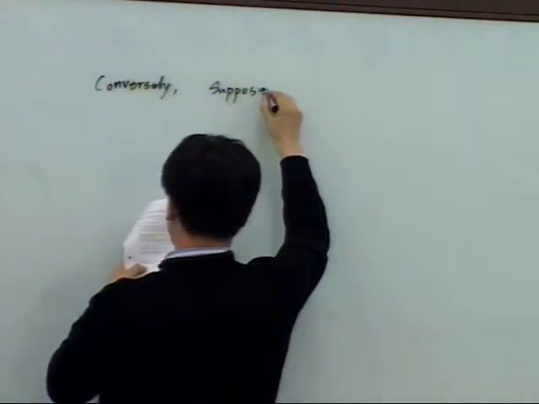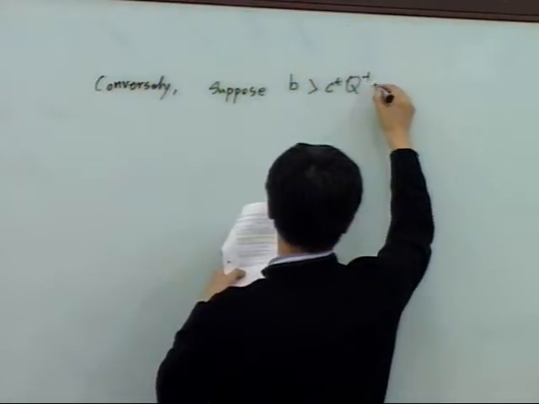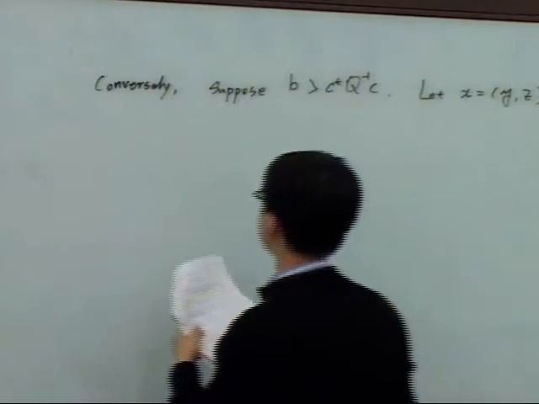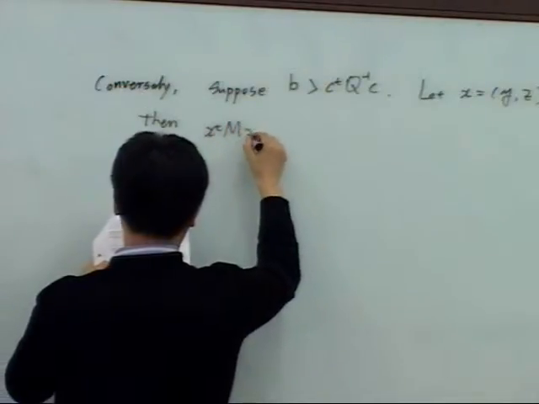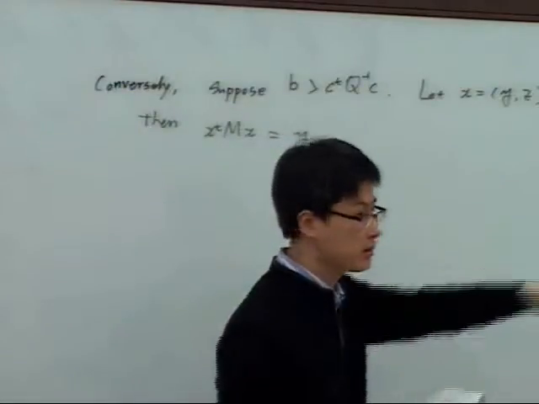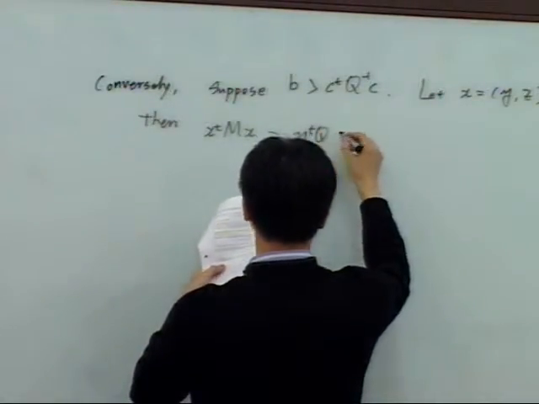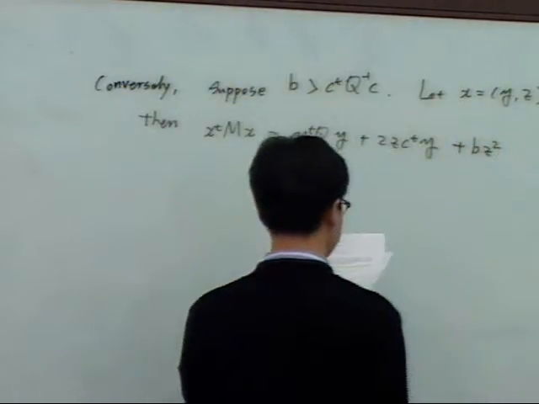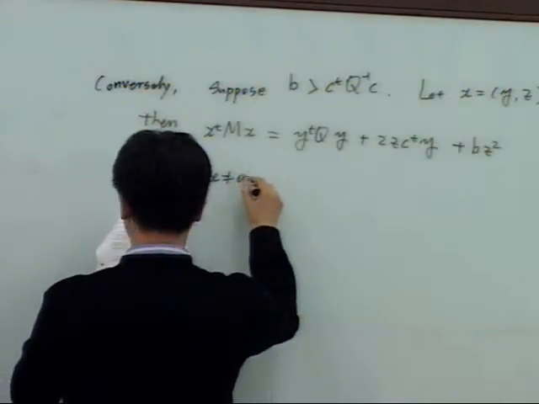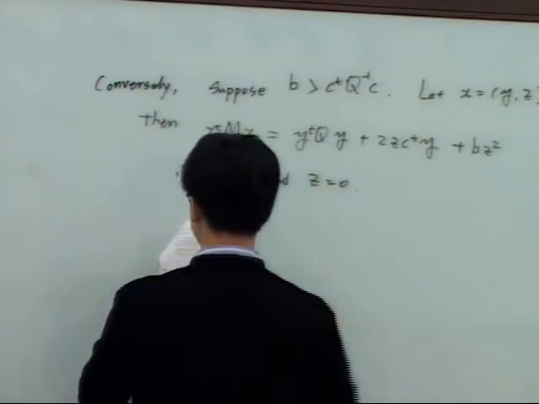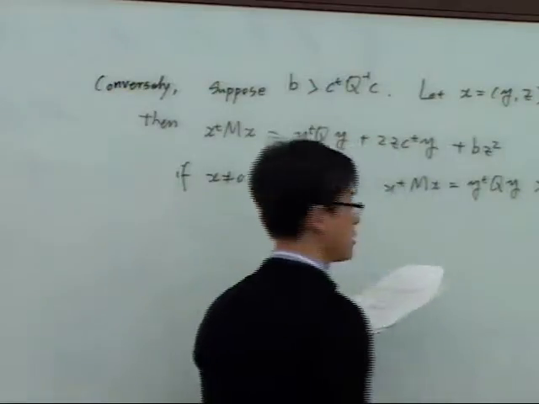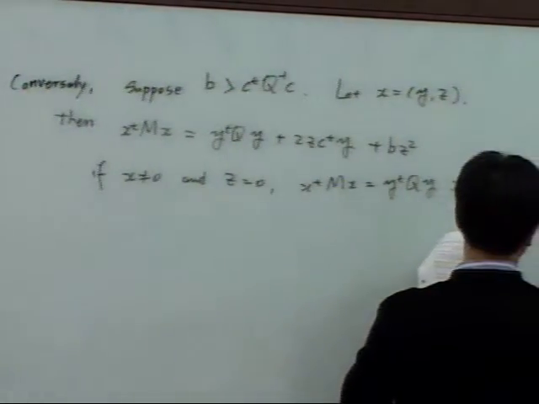Okay, conversely, suppose D is greater than C transpose Q inverse C, and let X equal Y comma Z. Then X transpose N X, if you do the math, is Y transpose Q Y plus 2Z C transpose Y plus D Z squared. If X is non-zero and Z is equal to 0, then X transpose N X is Y transpose Q Y, which is greater than 0, since Q is positive definite.